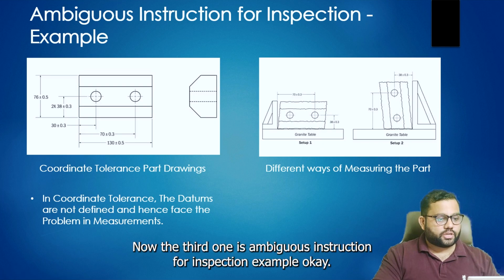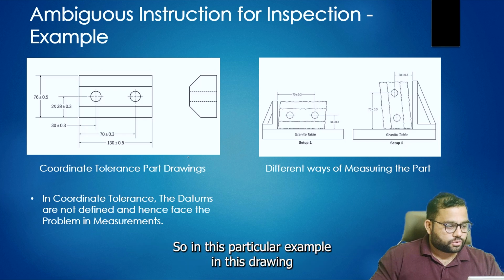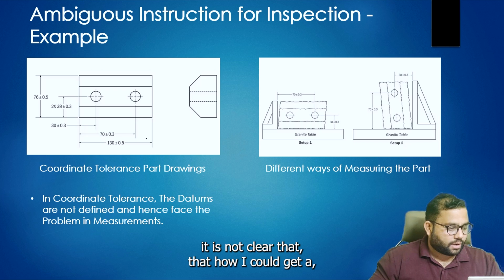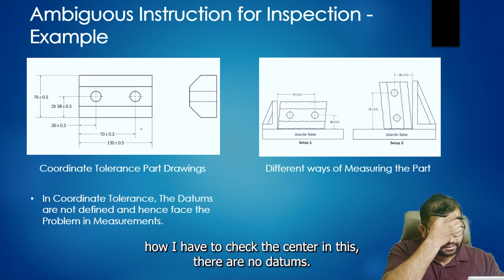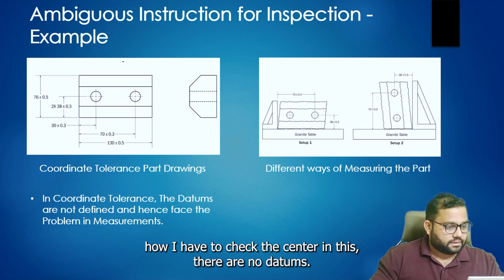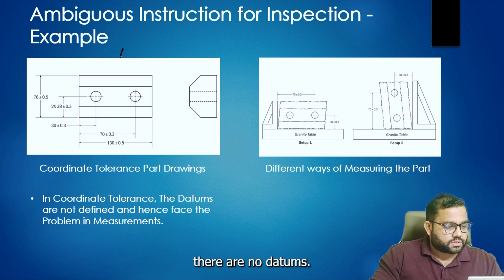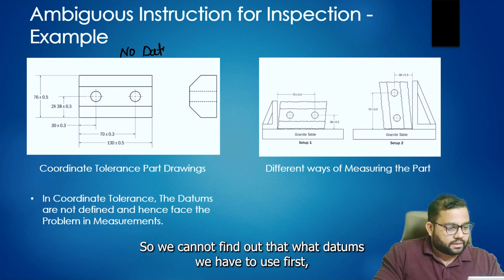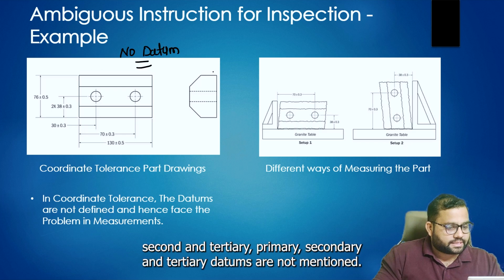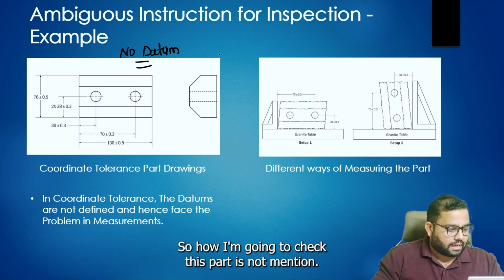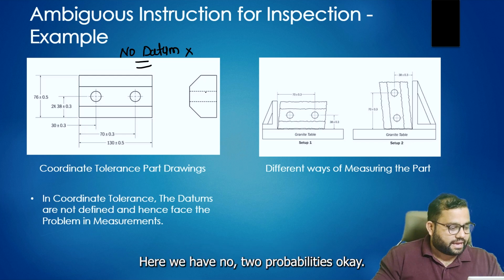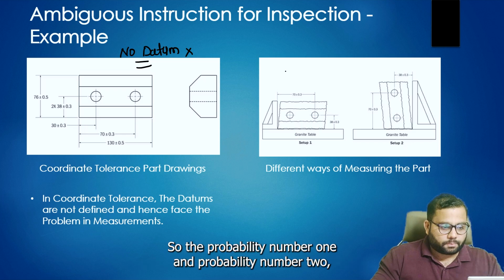Now the third one is ambiguous instruction for inspection. In this particular example, in this drawing, it is not clear how I have to check the center. There are no datums, so we cannot find out which datums to use first, second, and third. Primary, secondary, and tertiary datums are not mentioned, so how to check this part is not mentioned. Here we have two possibilities, possibility number 1 and possibility number 2.